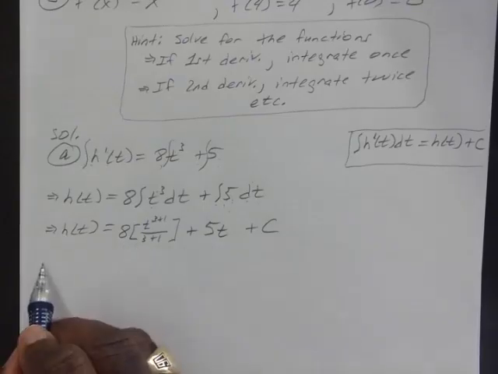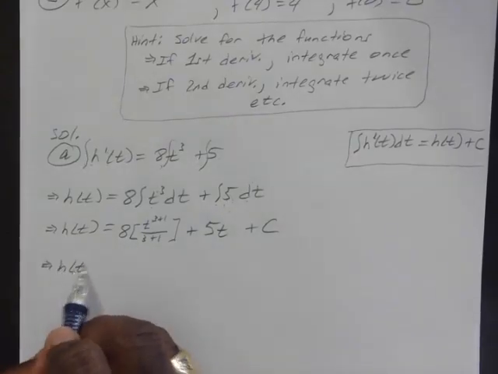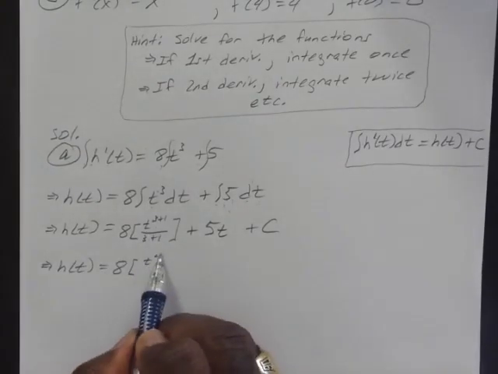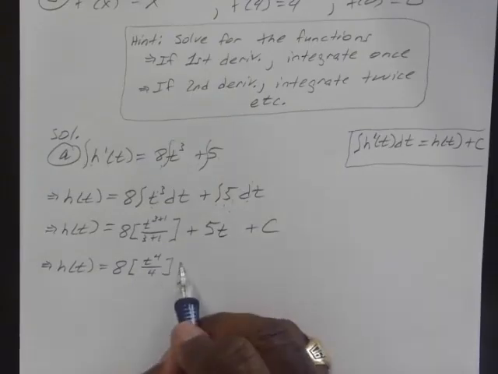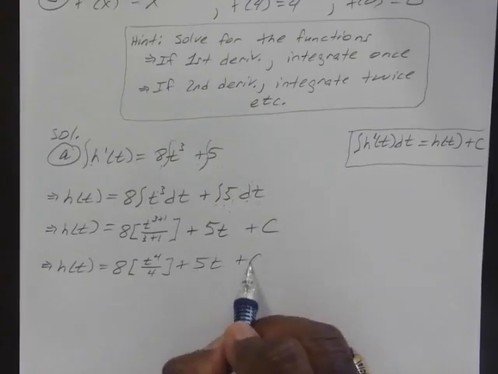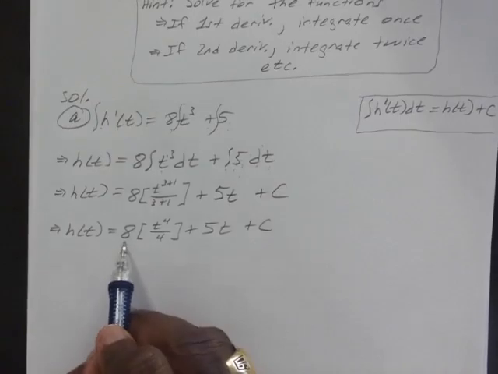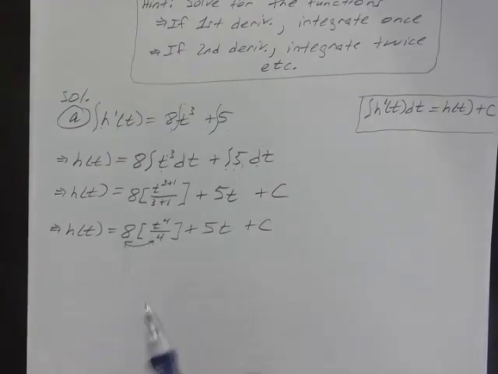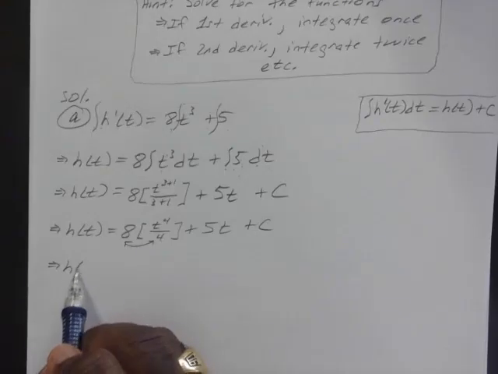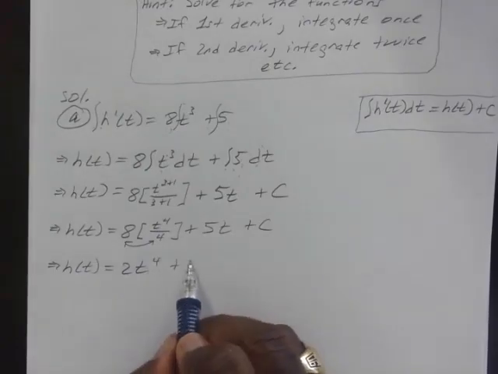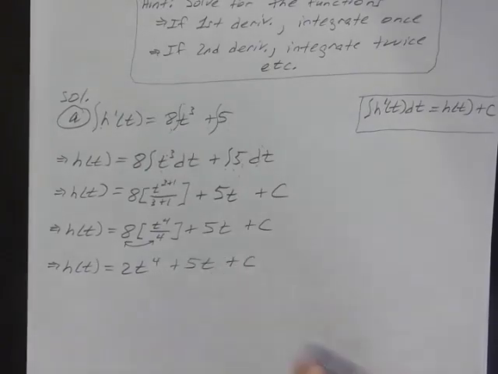So if we simplify that a little bit more, h of t is equal to 8 times t to the fourth power over 4 plus 5t plus c. If we go ahead and multiply 8 times 1/4, we get the function h of t is equal to 2t to the fourth plus 5t plus c.